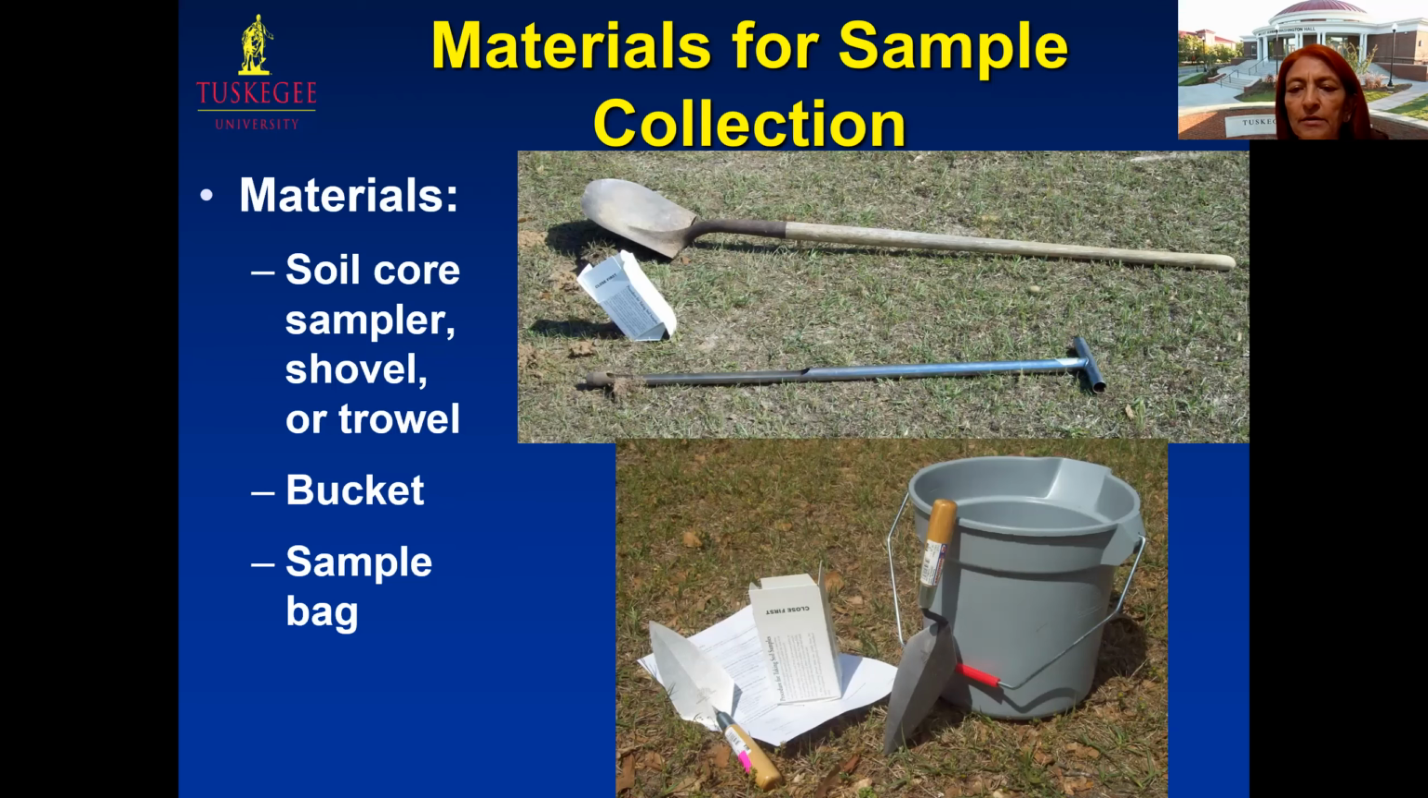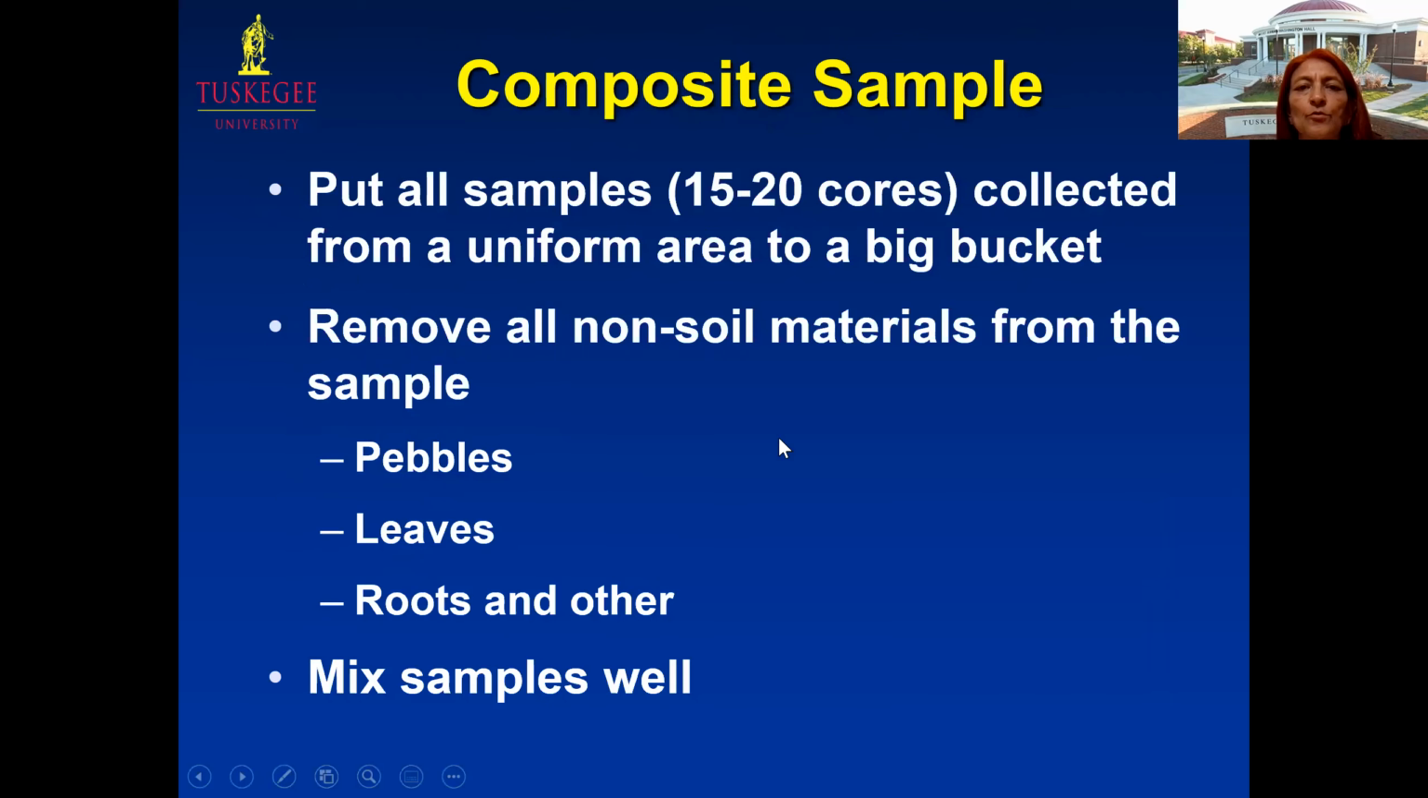And you'll need a big container like this bucket here. When you collect all this soil core, like 15 to 20 samples from different areas of that field, put them in the bucket, and you will need the sample bag. So all that sample put in the bucket, and then remove all non-soil material from those samples, such as pebbles, leaves, roots, and any other non-soil material.